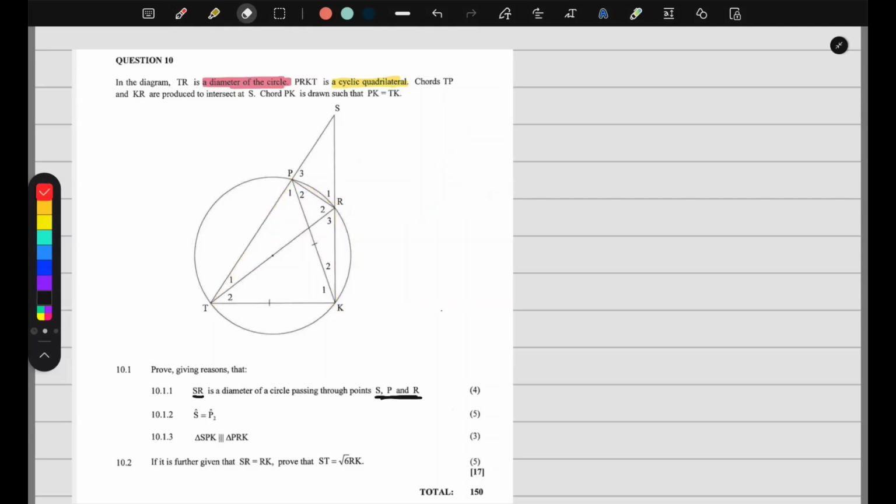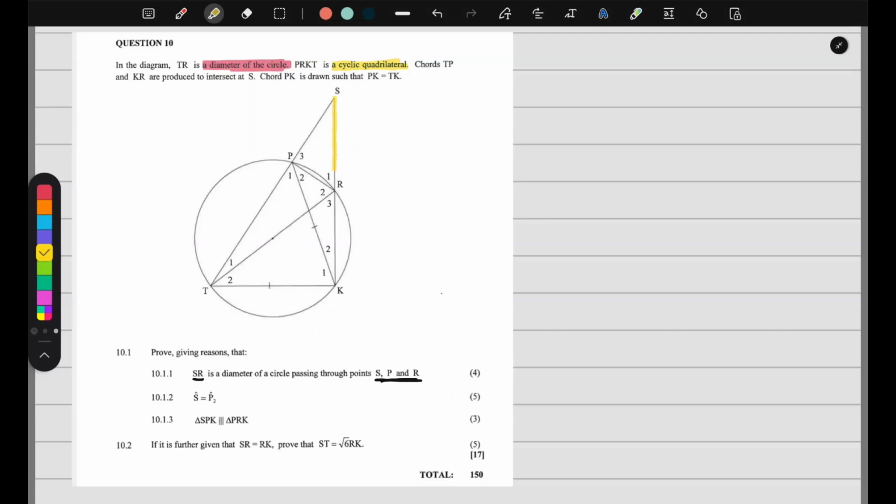So let's go to our question. It says prove that SR. So we have to prove that SR is a diameter to the circle SPR. So S goes to P and R goes to P. So we have to prove that P3, this whole P, we have to prove that that's 90. So our plan is to prove that P3 is 90. Let's see if we can do that.